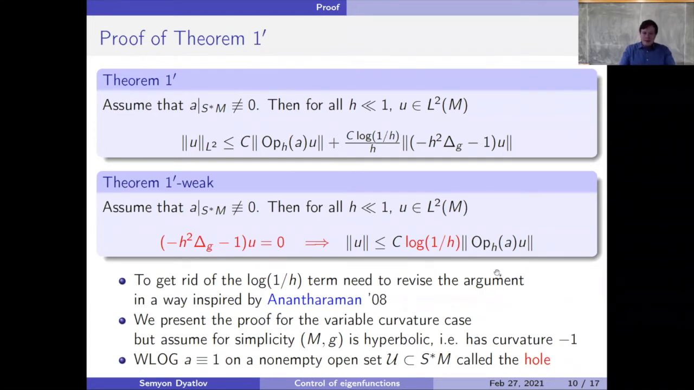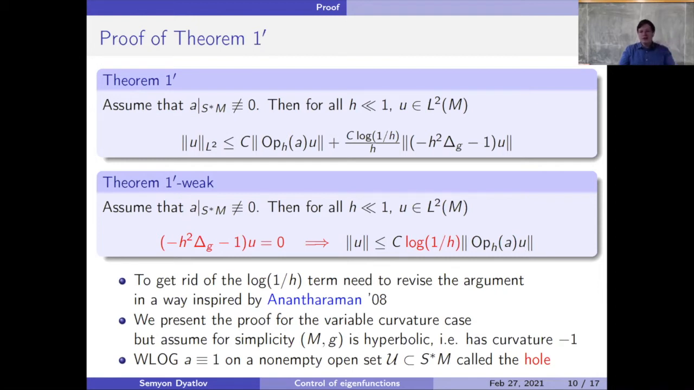And then basically I want to say that if my bound fails, then this function is going to be small. The mass of this function is going to be small on this specific open set called the hole. So that's the way I want to present this: you have an eigenfunction, and imagine that this eigenfunction was small on some non-empty open subset of S*M.